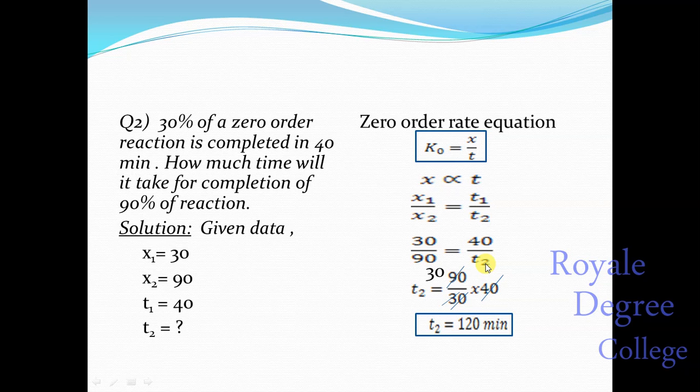So it is 90 by 30 into 40. Now 0 gets cancelled, then 3 ones are 3, 3 threes are 9. Then 30 into 4 gives 120. So the value of t2 is 120 minutes.